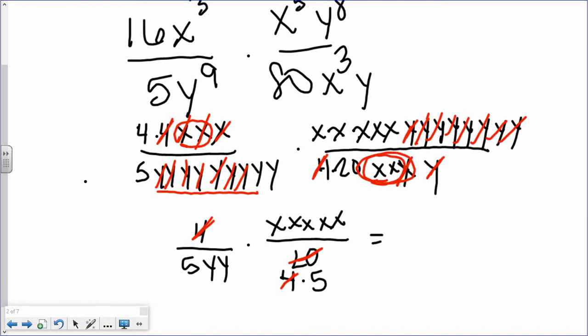So I'm left with 5 x's in my numerator. So x times itself 5 times would be x to the 5th. And then my denominator, I have this 5 and this 5. So 5 times 5 would be 25. And then I have 2 y's, so that will give me y squared.